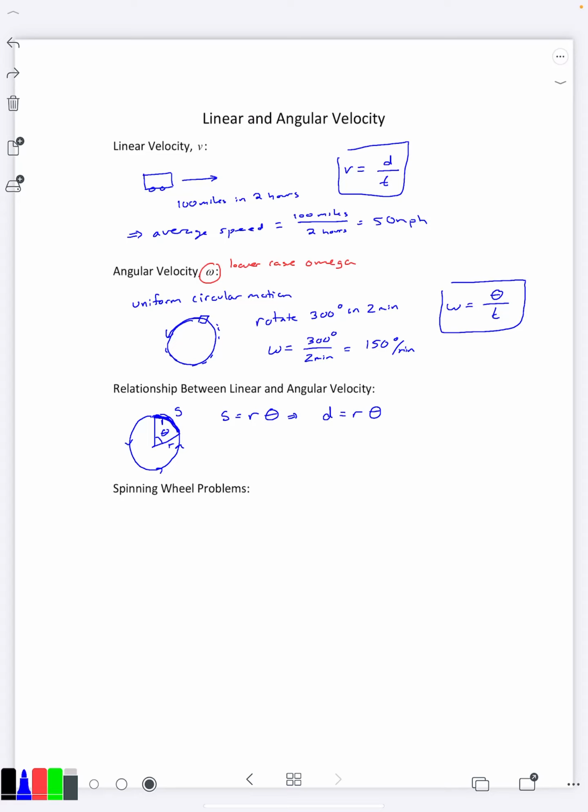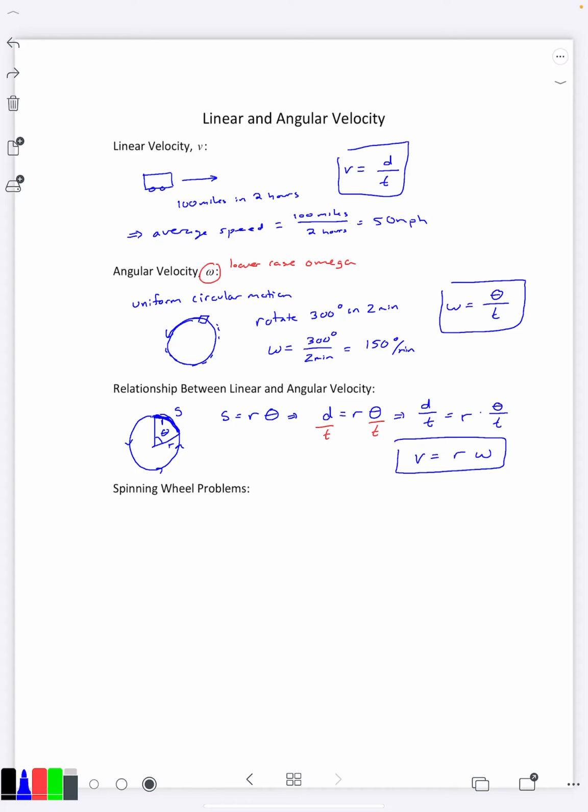And now if we see this, we can go ahead and divide both sides by t. And this would give us d over t is r times theta over t. d over t is the linear velocity. Theta over t is the angular velocity. And so now we know that v is equal to r times omega. That is our relationship between linear velocity and angular velocity.